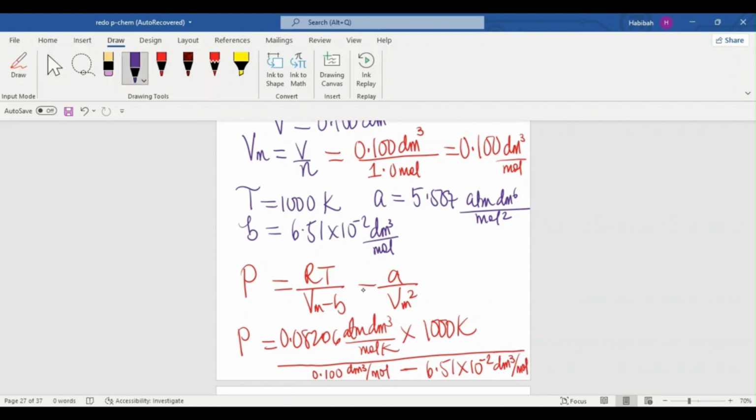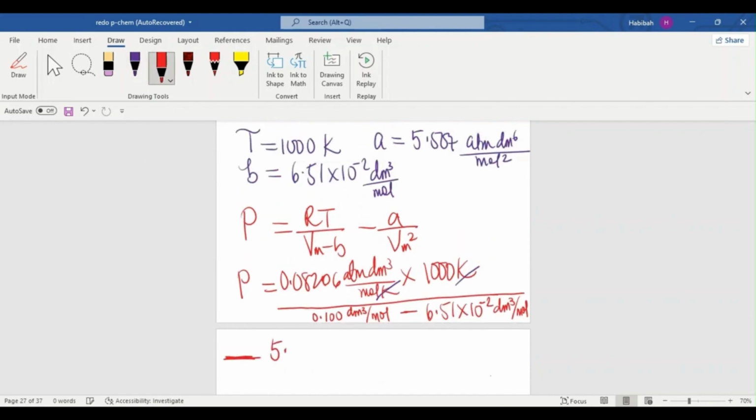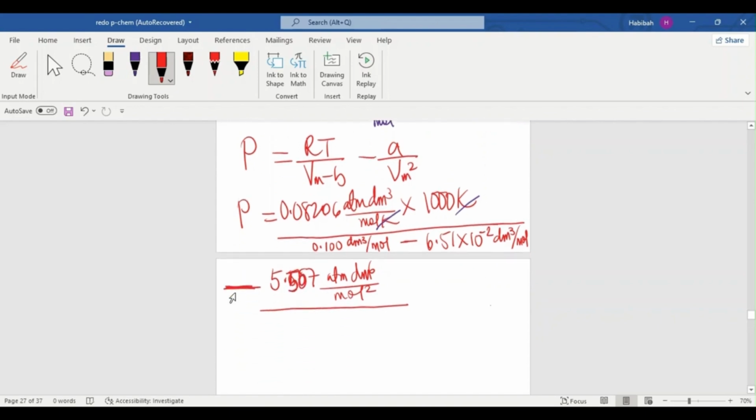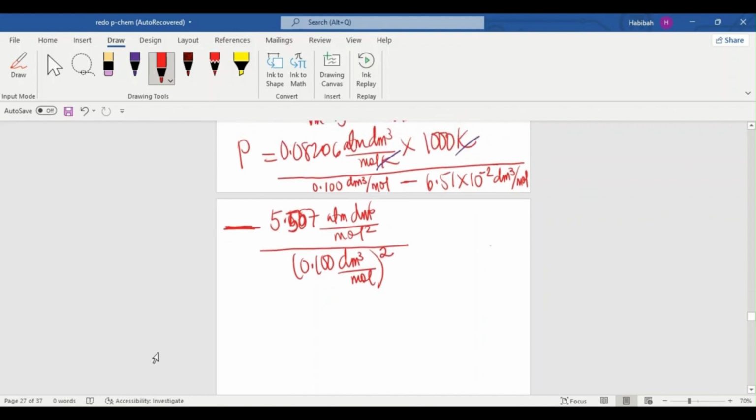Of course, to just break down our work, let's cancel out the Kelvin. Let's not forget that we just put the first part. The second part is minus the value for A. We know that to be 5.507 atmosphere dm6 per mole squared, divided by Vm squared, which is just 0.100 dm cube per mole, all squared. Yep, that's it. So we're just going to simplify.